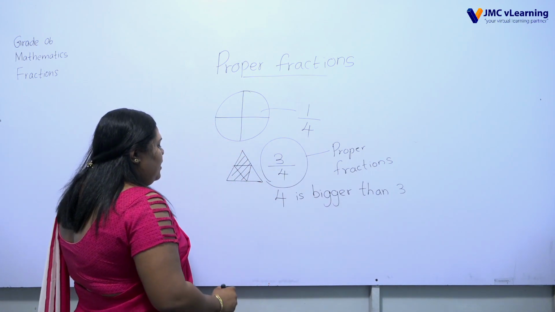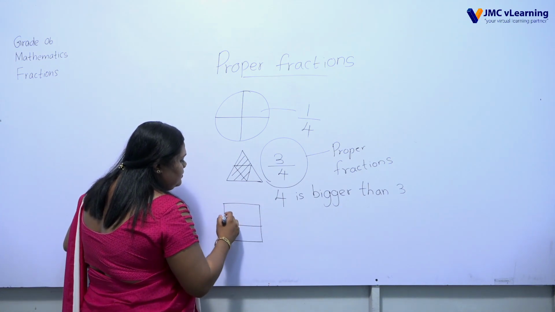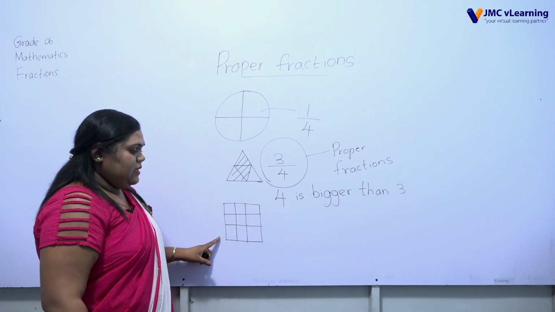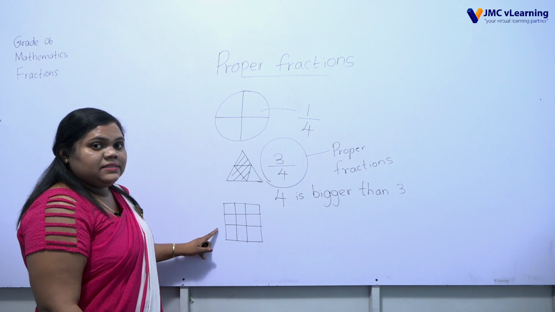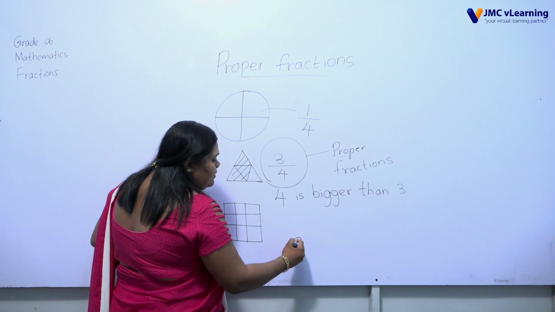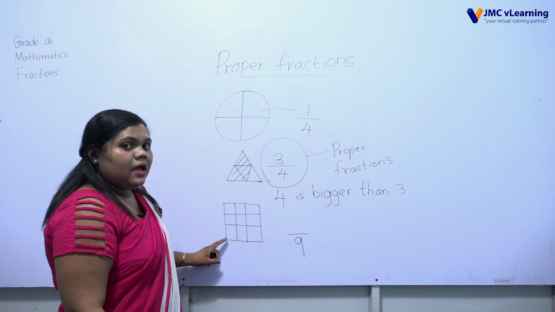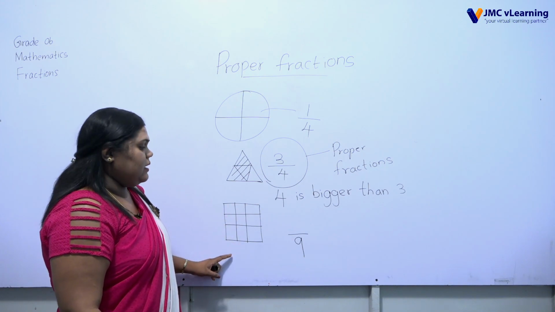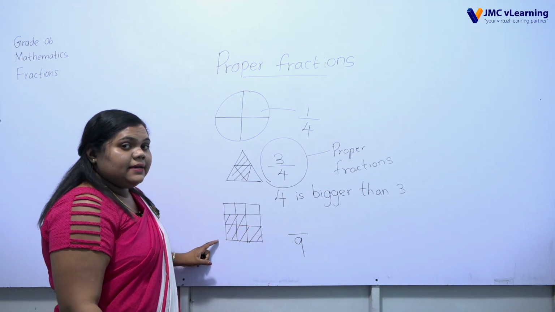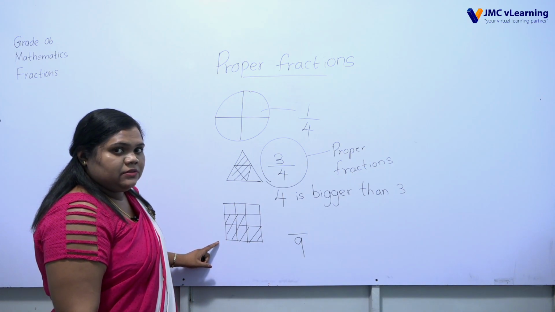Okay. Now, can you see this one? Yes. What is this? This is a square shaped thing, no? Okay. How many parts are there? There are 9 parts. If I color 5 parts, I have colored 5 parts. How can we write this one as a fraction?